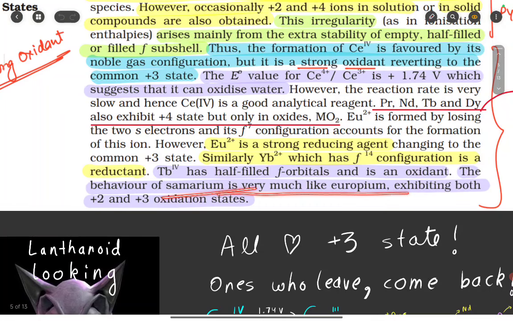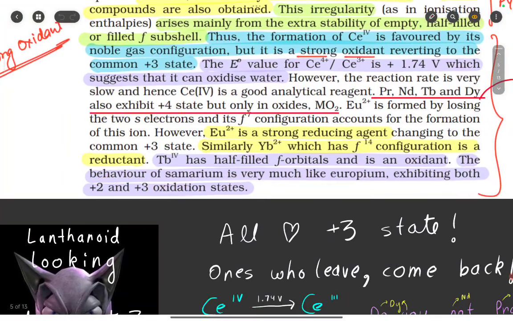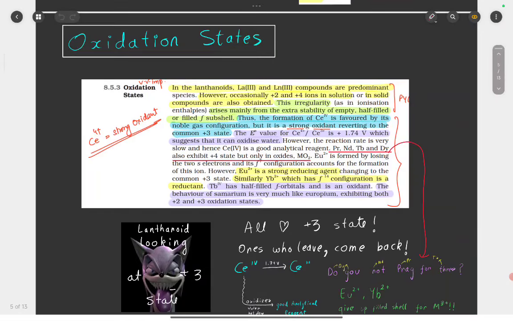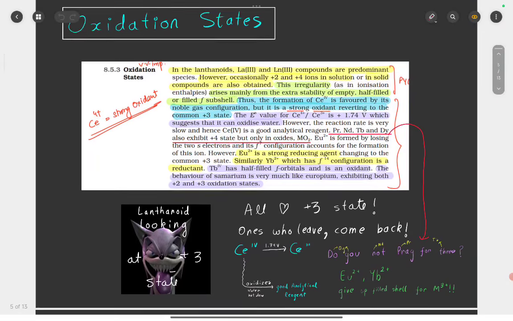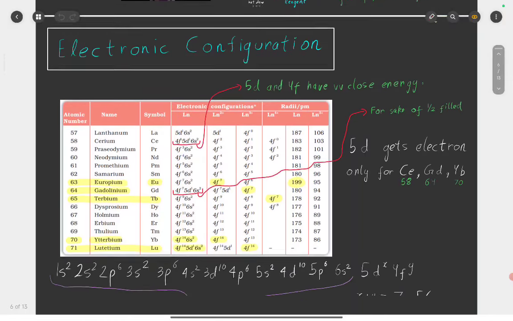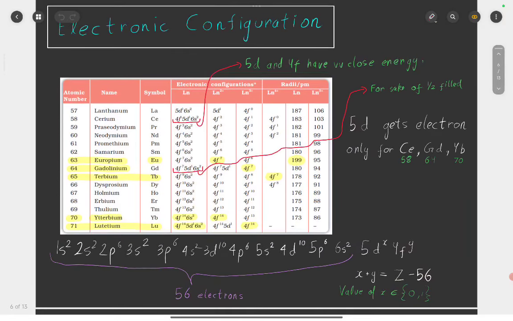And behavior of samarium is very much like europium, exhibiting both +2 and +3 oxidation states. Now, NCERT doesn't mention this, but obviously the +3 will be more stable. Okay, so that was it. Note it down. And let's move on to electronic configuration.